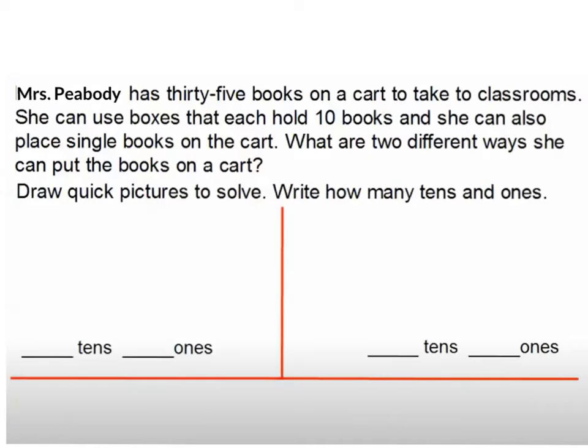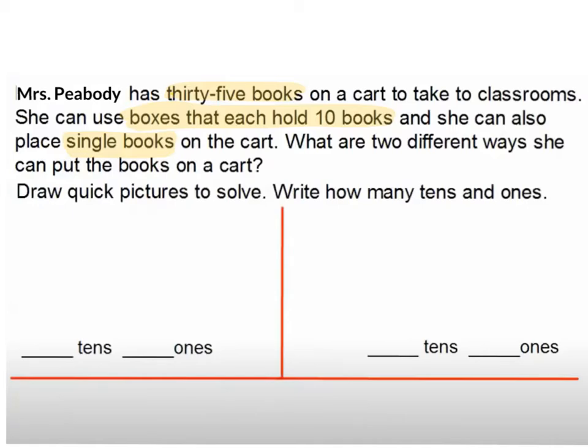Okay, to start, let's take a yellow crayon or highlighter, or just circle with your pencils, and let's circle or highlight over important things that we read. First, there are 35 books. Next, an important thing is that boxes can hold 10 books. That means we can use a base 10 block to show that box. And then last, she can also put single books. That would be like a 1 block.